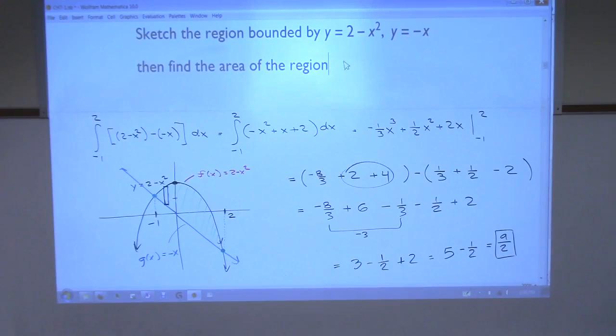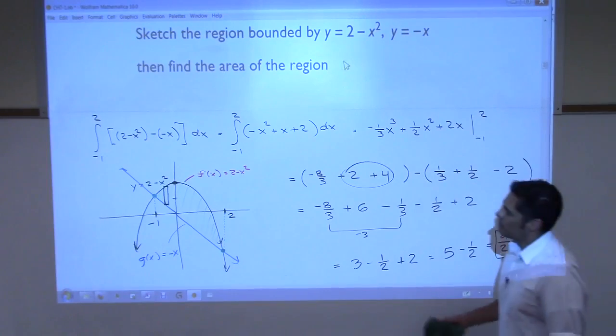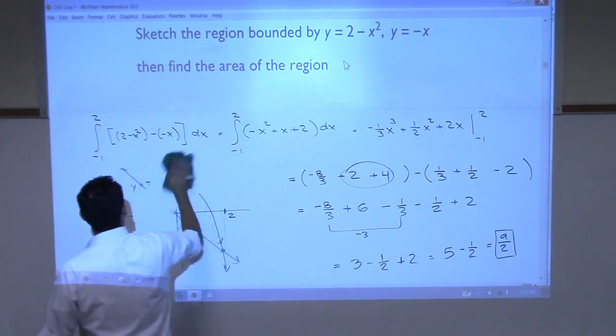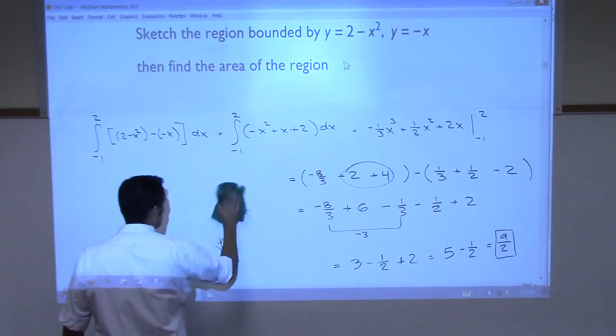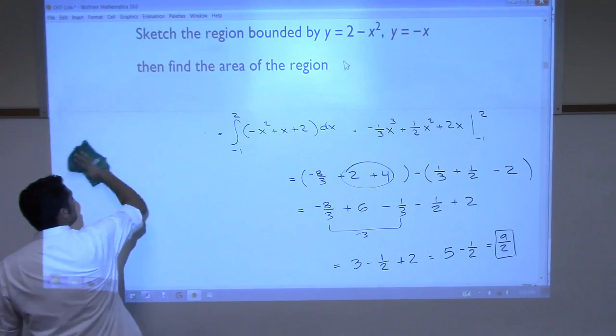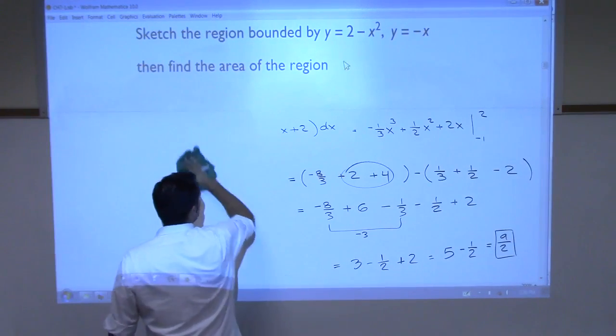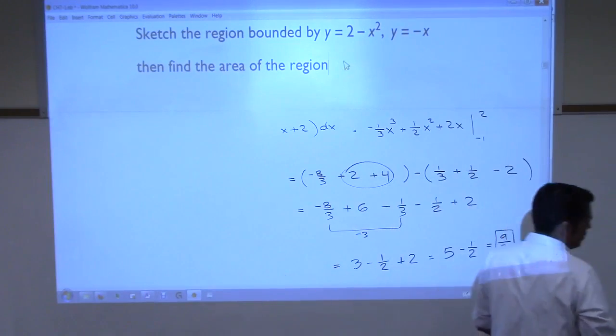What do y'all think? Pretty straightforward? So far? Yeah. So really the only thing that's going to get more complicated are the functions themselves and making sure you can graph them. And so let's move on to the next one.